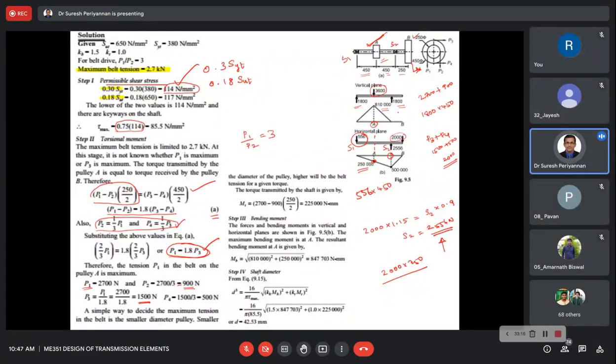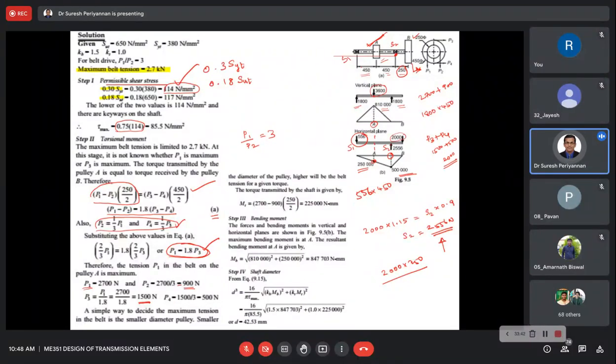Because now this looks like a single overhanging beam. Right side overhanging beam, left side is not overhanging. Hence 2000 into 250. This distance I am considering for finding how much bending moment is acting here. Finally we have found that the bending moment here is 500 kN mm.